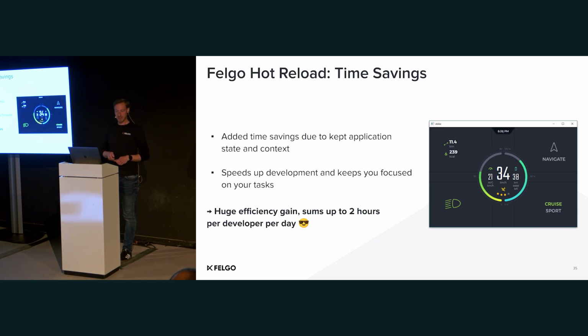And this all sums up to added time savings. You keep your application state and context, and that speeds up your development and keeps you focused on your tasks. So it's a huge efficiency gain. This can sum up to 2 hours per day if you're primarily working on QML. And if multiple developers are working on the project, of course, this also multiplies. Usually, if you're used to it, you don't want to code without it.